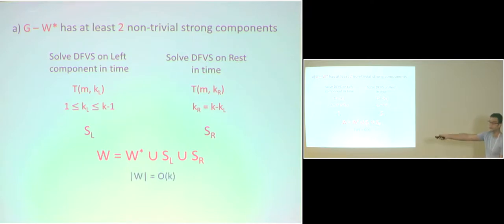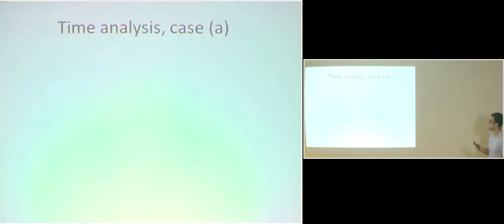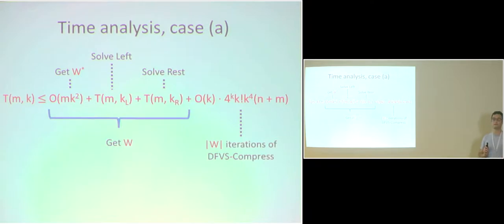And what size does it have? Well, W star has size 2k, S_L has size at most k, S_R has size at most k, so now I have my approximate solution of size at most 2k, the one that I was looking for. So now I can run W iterations of the compression algorithm, and that takes linear time, and then I'm good. So the time analysis for this is, first you find W star, that is m k squared time. Then you solve the left part, then you solve the right part. Now you have an approximate solution W, and then you run W iterations of DFVS compress.